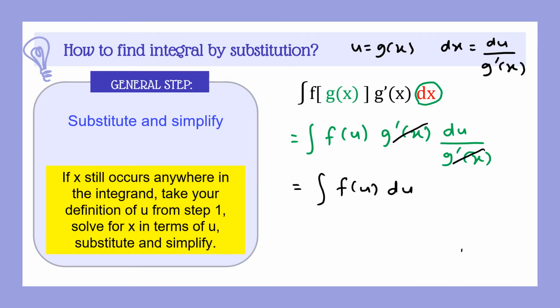If x still occurs anywhere in the integrand, take your definition of u from step 1, solve for x in terms of u, and substitute and simplify. So means that from u equals g(x), we make x the subject and substitute into integrate f(g(x)) g'(x) dx.